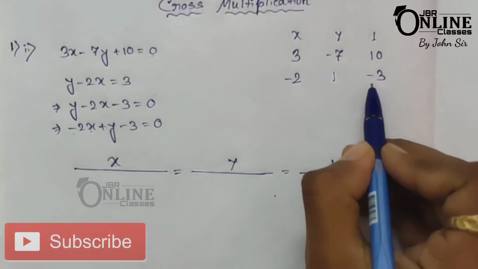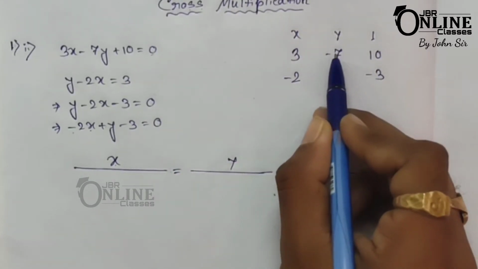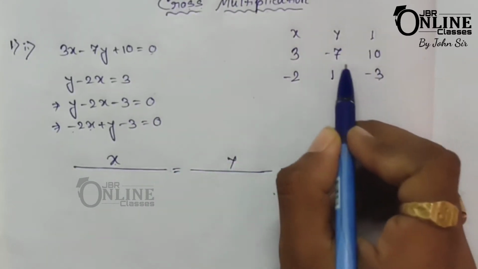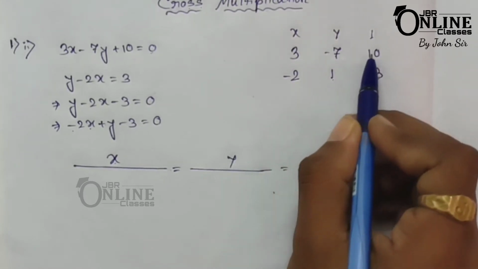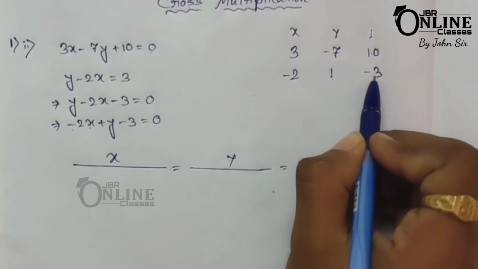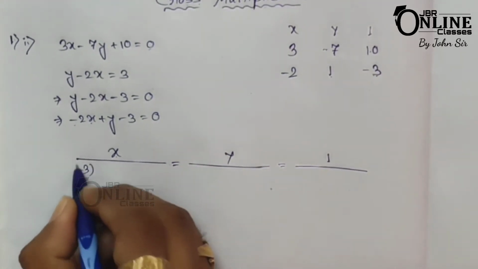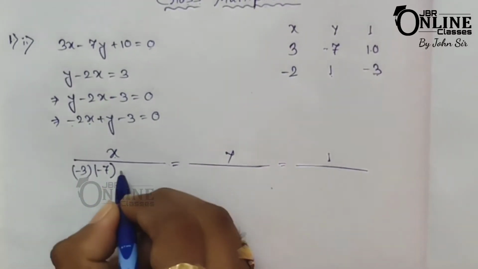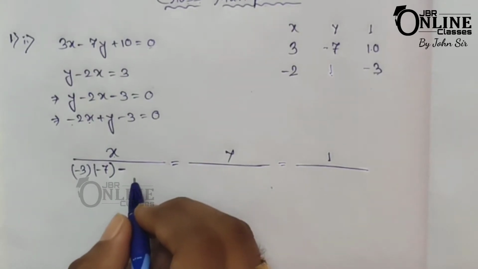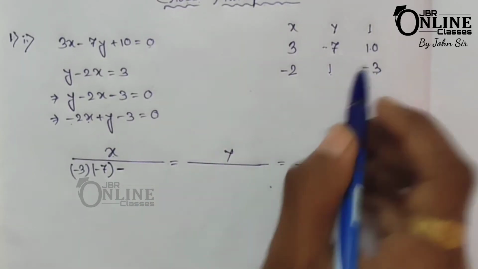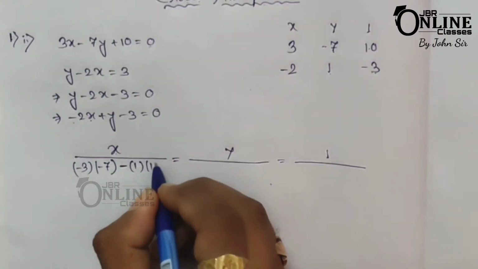First you have to multiply from right to left, remember that, right to left, and then left to right. So first minus 3 into minus 7. I write down here minus 3 into minus 7, and put minus in between the multiplications. Then here 1 into 10, so write down 1 into 10.